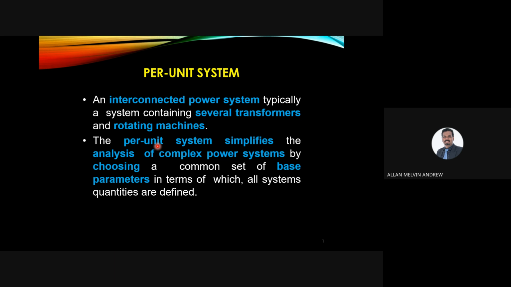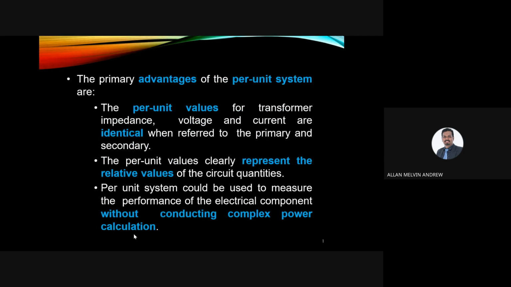So that's why the per unit system will be helpful for us to understand complex problems or calculations better. Okay, so that's some introduction on the per unit system. The primary advantage of the per unit system: the per unit values for transformer impedance, voltage, and current are identical when referred to the primary and secondary. We know an electrical machine will have a primary and also a secondary side. So it will be helpful when we want to manipulate the values.